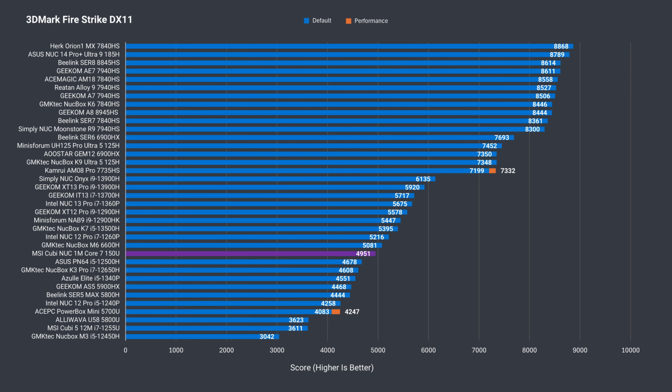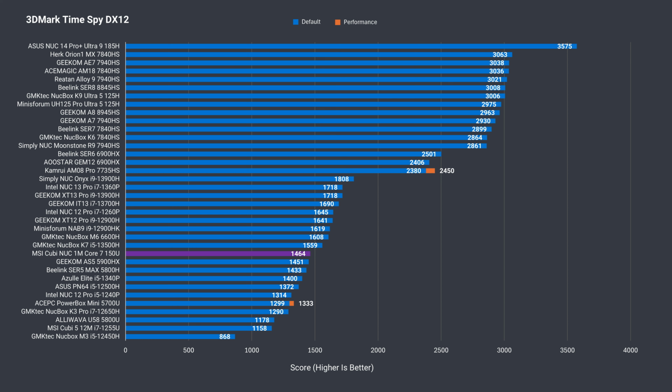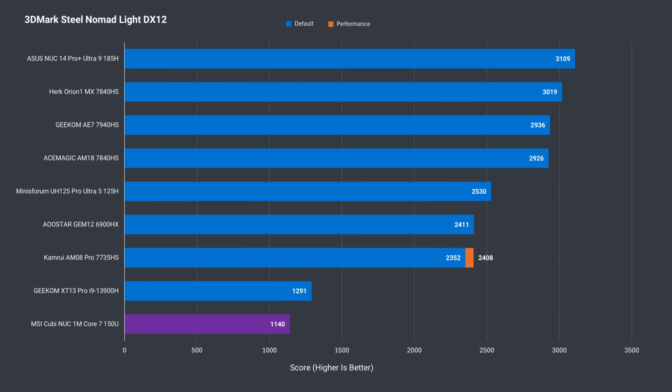Okay, a new generation plus an upgrade to DDR5 memory should mean good things for the new Cubi NUC when it comes to integrated graphics. And it sure doesn't disappoint. A ginormous 37% improvement in the DX11 benchmark, and a smaller but still impressive 26% in DX12. 3D Mark Steel Nomad shows the Mini holds up well against the 13th generation flagship higher powered processor in the latest graphics benchmark. So, what's the takeaway here?